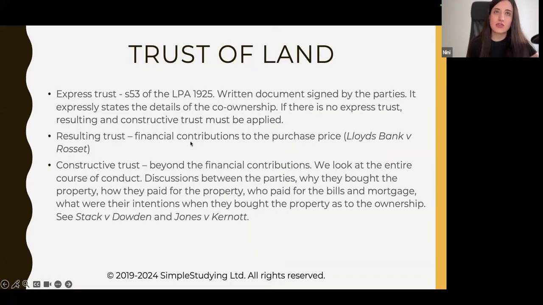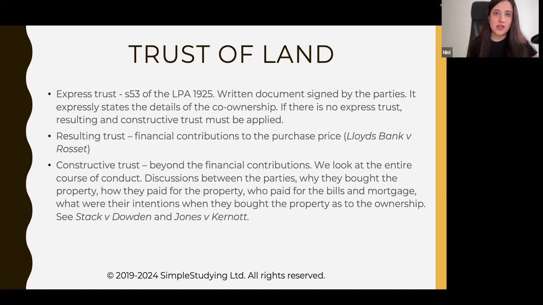Trust of land. What is a trust of land? There are 3 types of trust that you should know about: express trust, resulting trust, and constructive trust. The best thing to do is to have an express trust, because in that way you have identified the ownership of each co-owner very clearly in a written document, so no dispute arises afterwards. According to Section 53 of the LPA 1925, when there is a written document signed by the parties, it can be an express trust. The express trust states the details of the co-ownership.